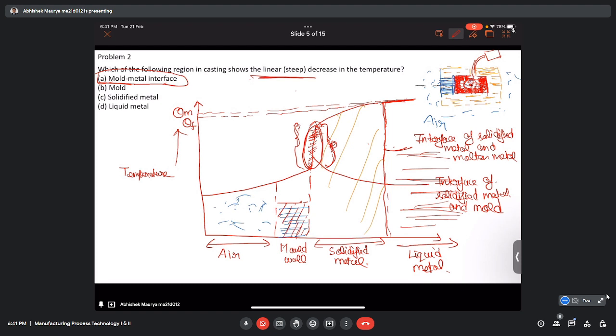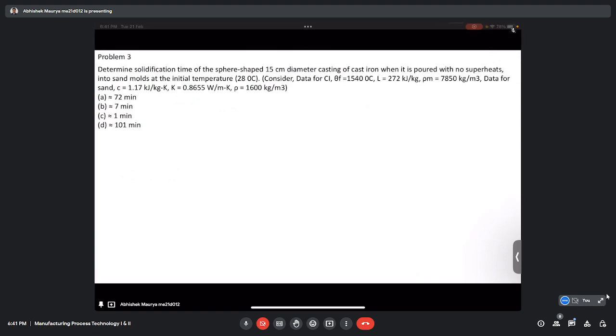Okay, it seems it is clear to everyone, so we will quickly move to the next problem. This is also a similar kind of problem to the first one, but here our casting is not in slab form, it is in spherical form. So please take some time to understand the problem, and please let me know if you find any difficulty.